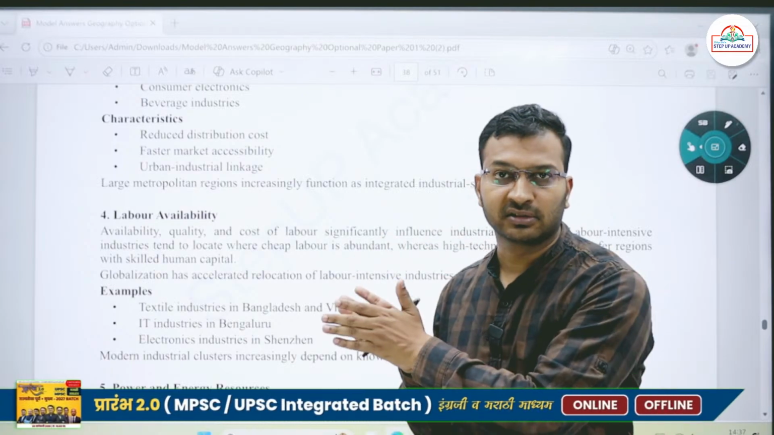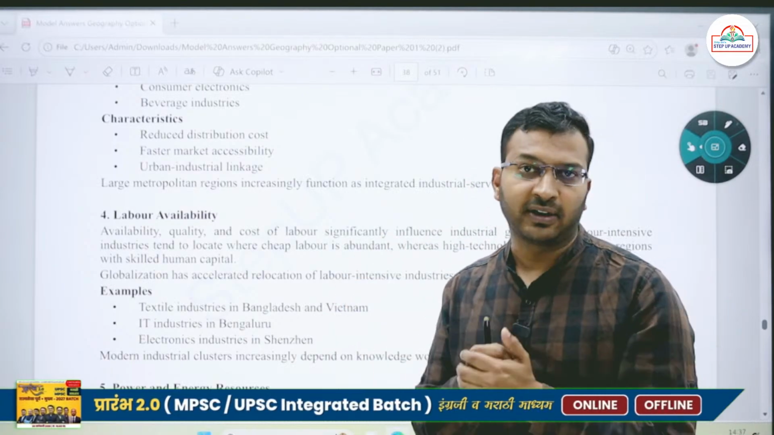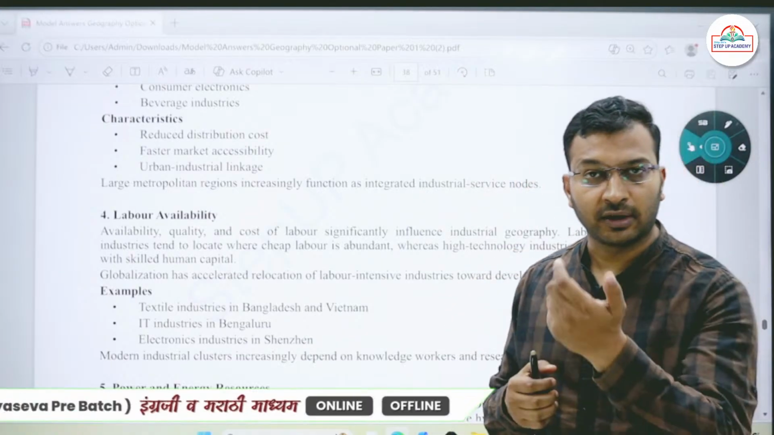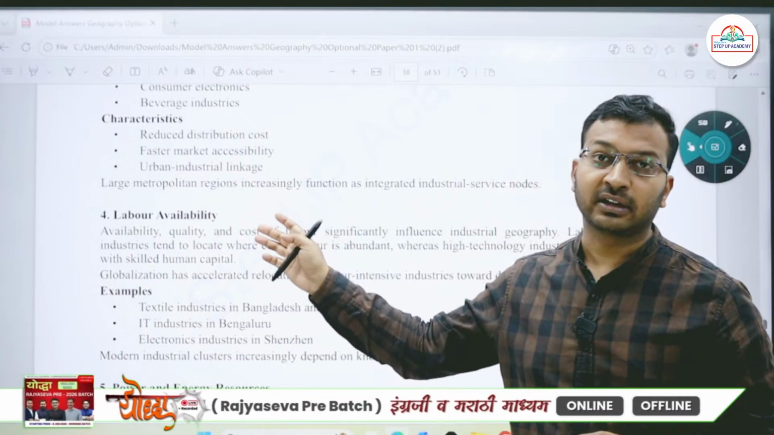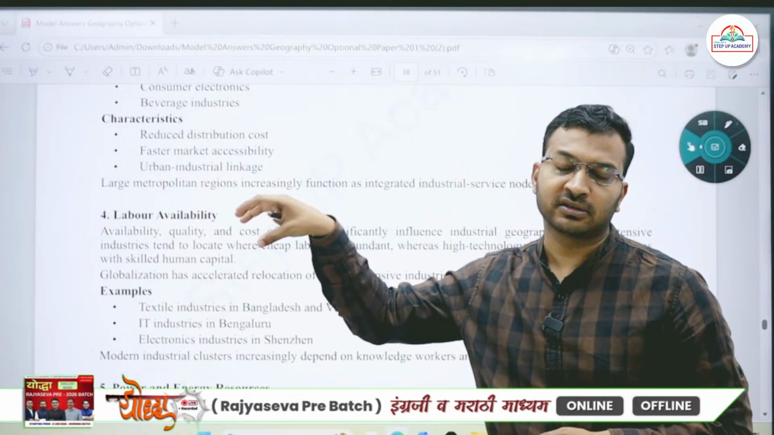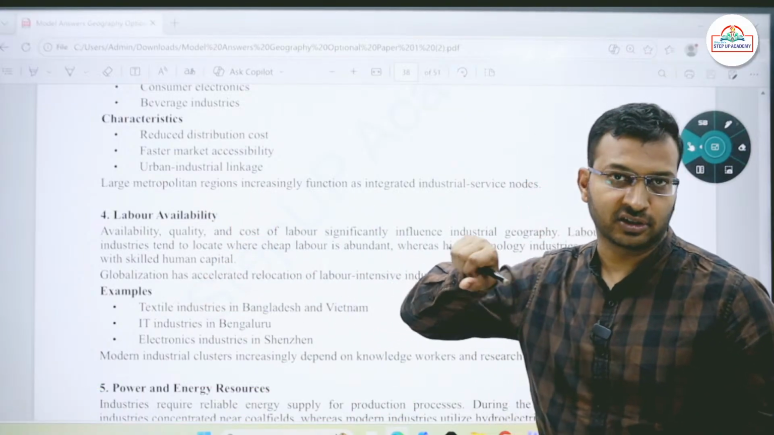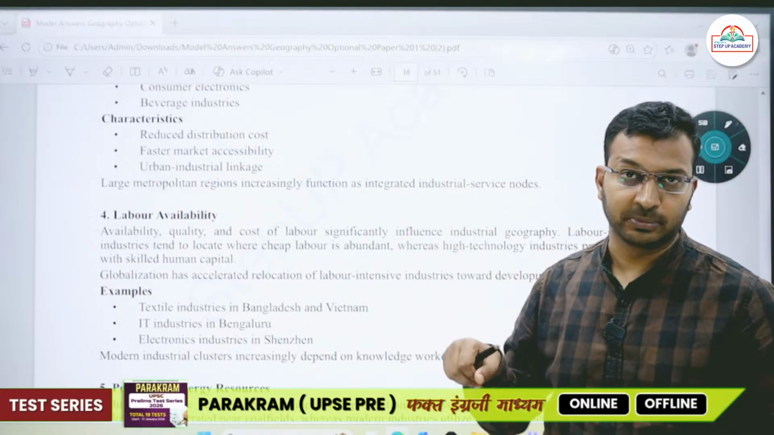They require certain skill sets. For example, we have good locations: Hyderabad, Bengaluru, then Gurugram. All these places have high skilled labor availability, so the industry located there will be the IT sector, the high-tech industry, and startups will be present over there.